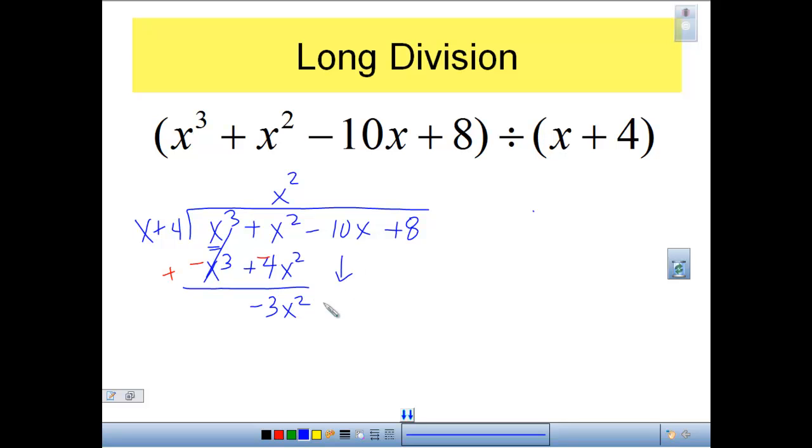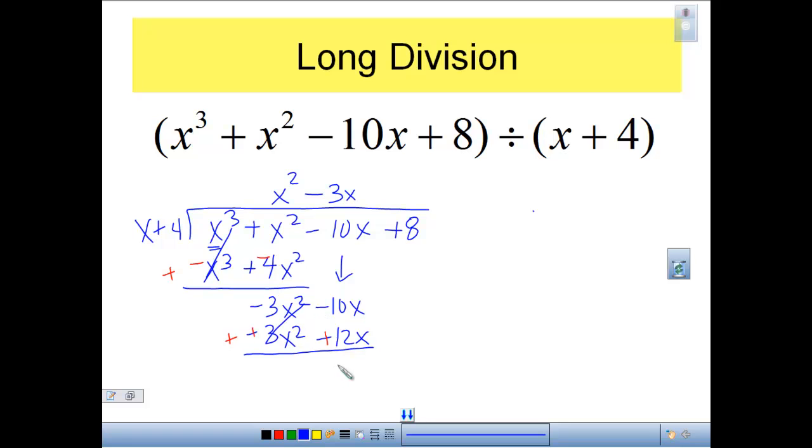And I'm going to go ahead and bring down my next term. And then again ask myself the question, x times what will give me negative 3x squared? I know I'm going to multiply by negative 3x. Negative 3x times x is going to give me negative 3x squared. Negative 3x times 4 is going to give me negative 12x. Again, you can either treat it as subtraction, or again, I change it to adding the opposite, and then I don't have to worry about any of my signs.